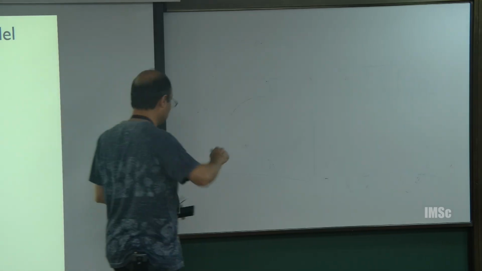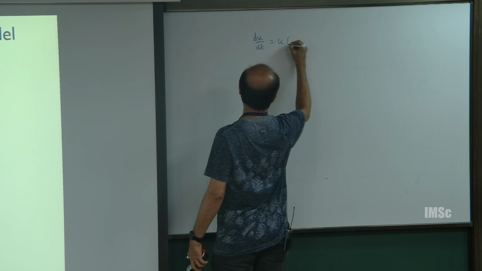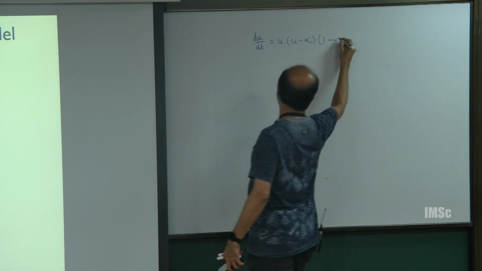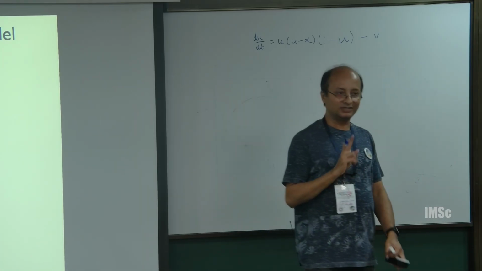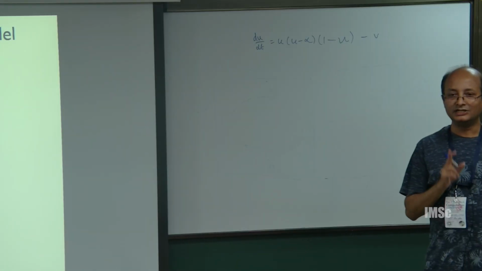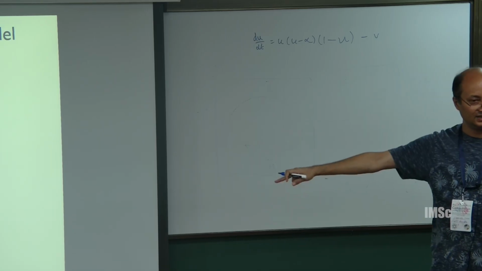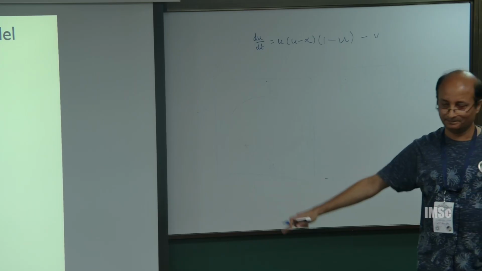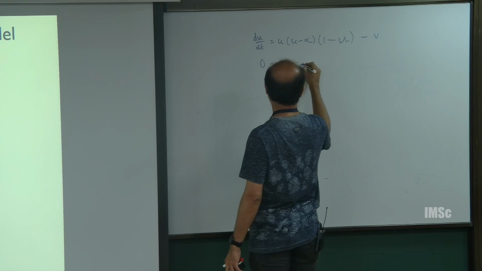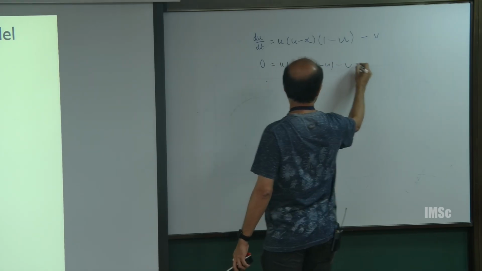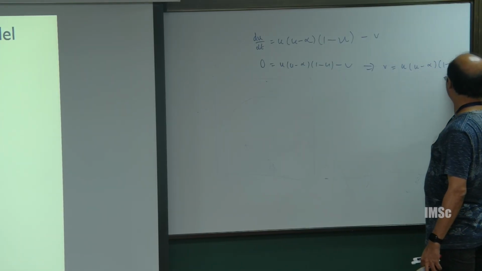So remember what du/dt was. du/dt was u times (u minus alpha) times (1 minus u), minus v. So I want to know what is the curve on which du/dt is 0. That is, anywhere on this curve u will not change with time. If I set this equal to 0, this gives me v equal to u times (u minus alpha) times (1 minus u).